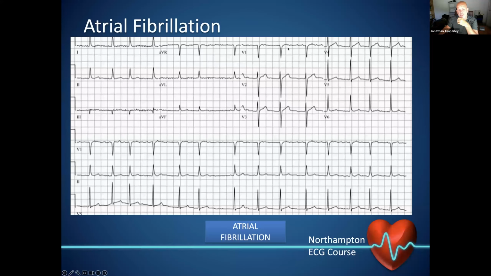Atrial fibrillation, sometimes it can be difficult to manifest any obvious features, but the big thing, as ever, is to look at the rhythm. If we have a completely irregular rhythm, with no regularity at all, even if you can see what you think is an organized atrial arrhythmia underlying it, if it is completely irregular, then it is atrial fibrillation, full stop.